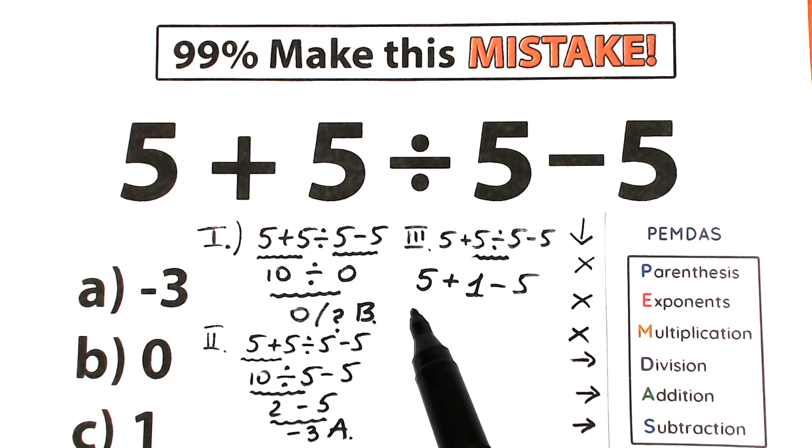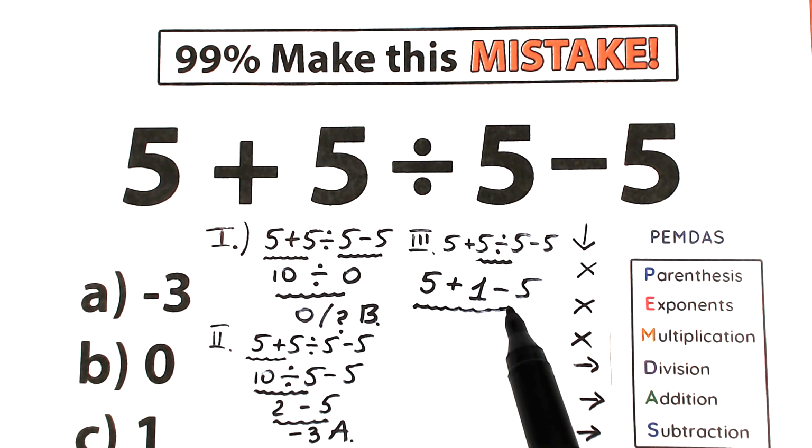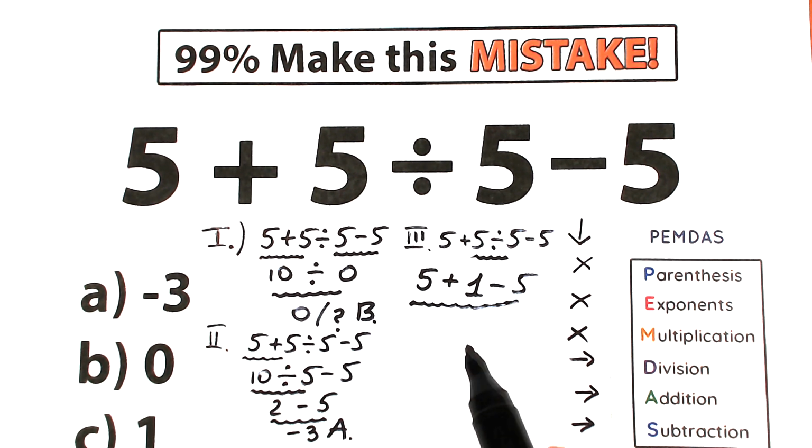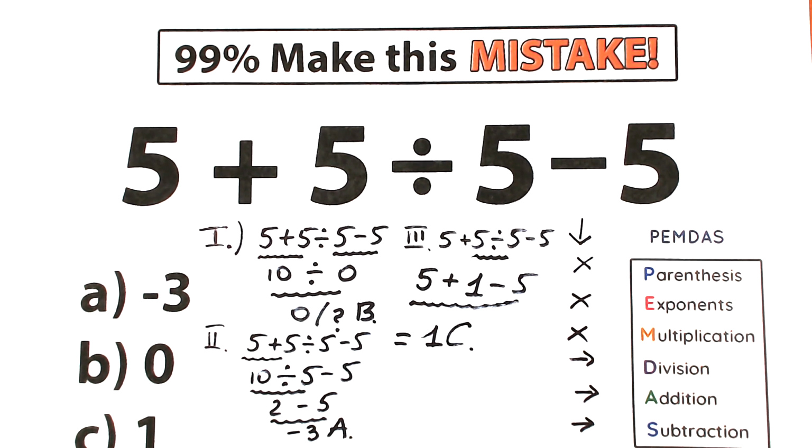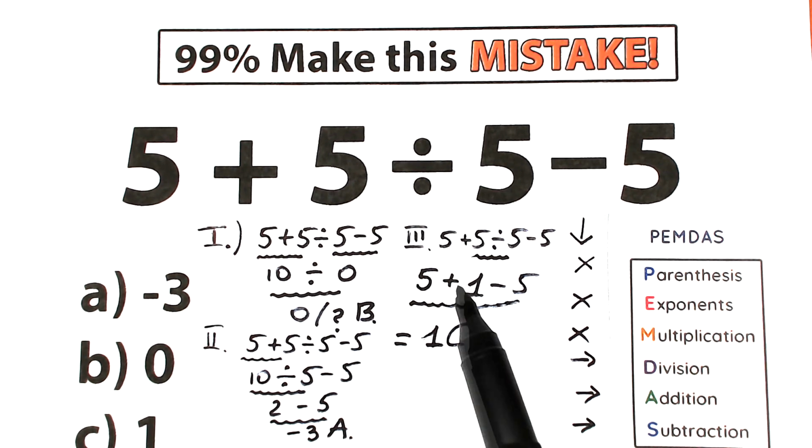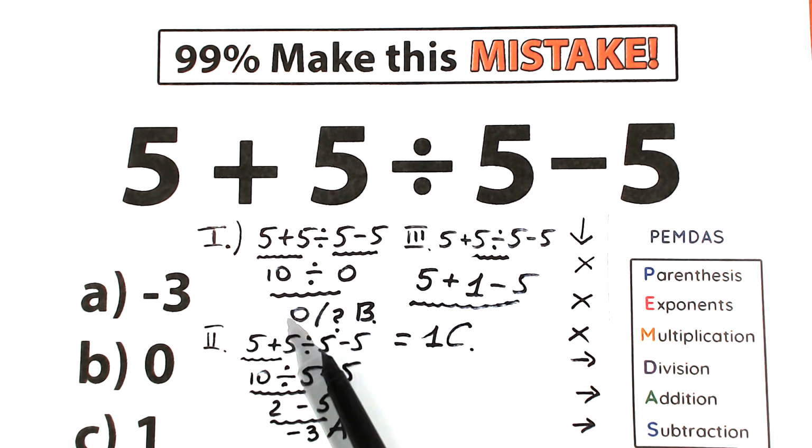It seems pretty basic now because addition and subtraction are really basic for us. 5 + 1 is 6, and 6 − 5 gives us 1. So we have this option, option C. Right now a lot of students argue about the correct answer, this one or that one. Of course, let's look at this.